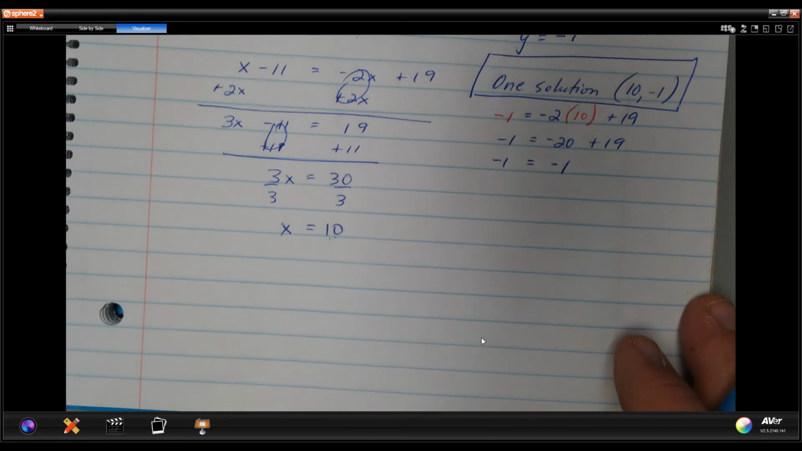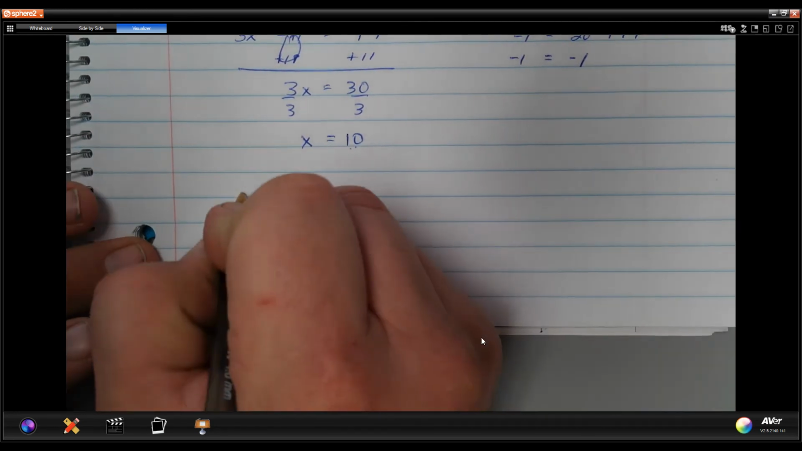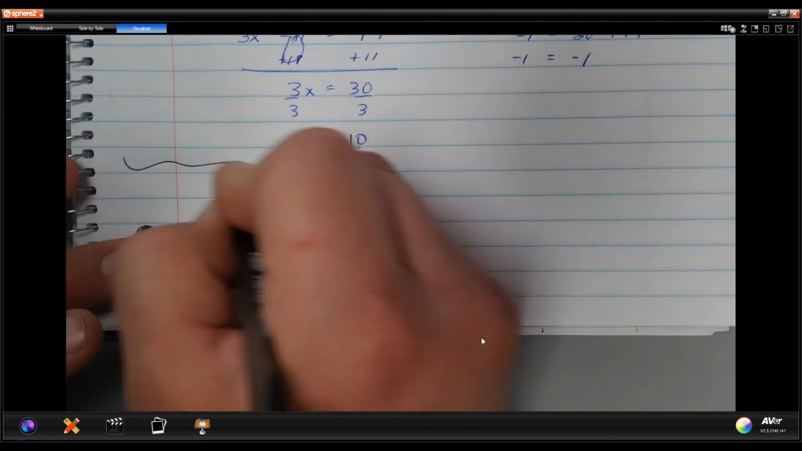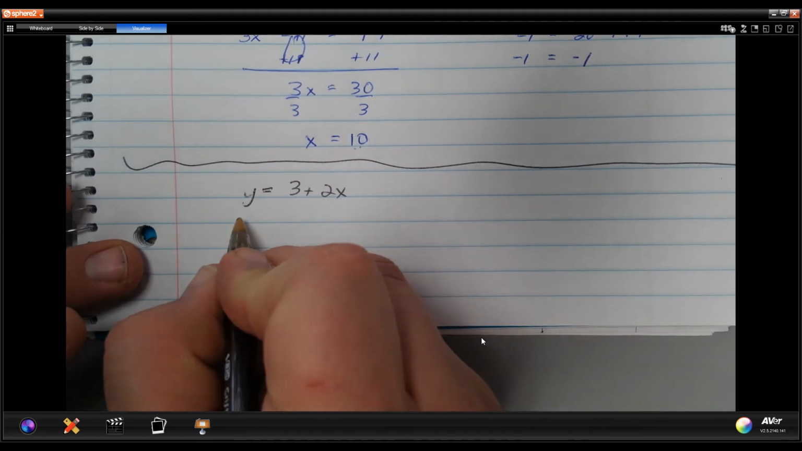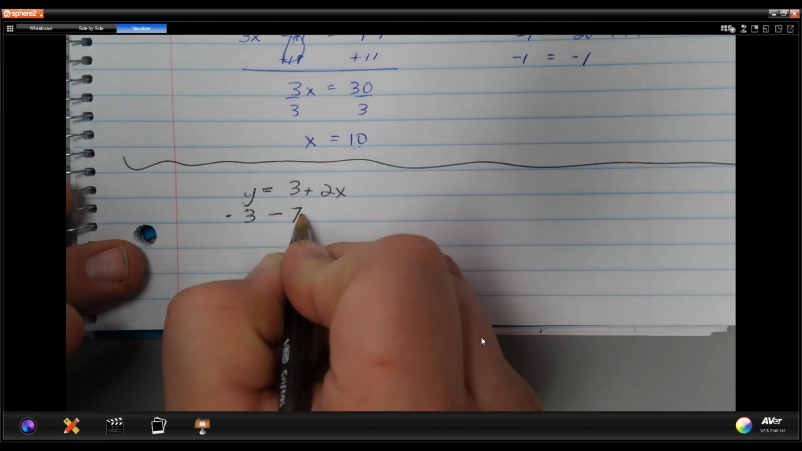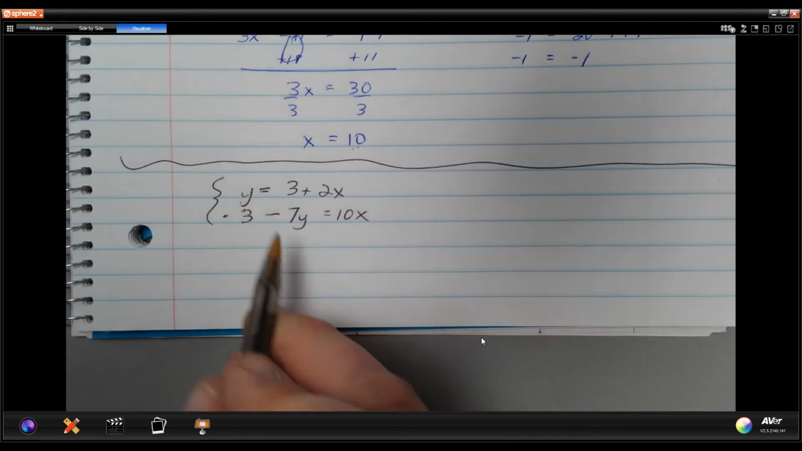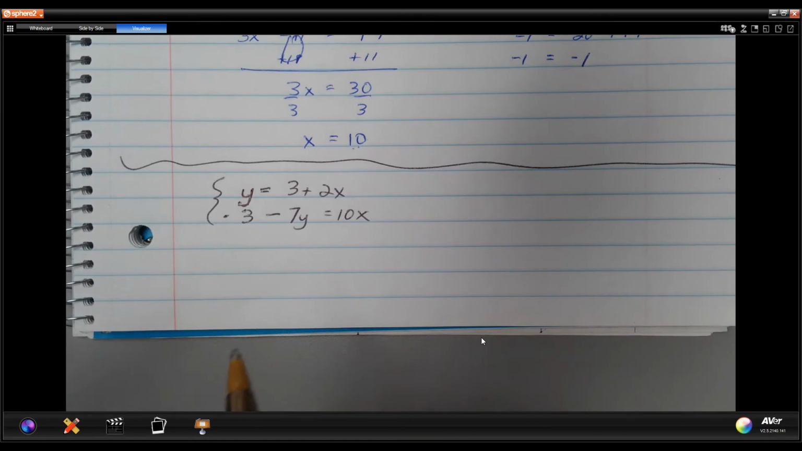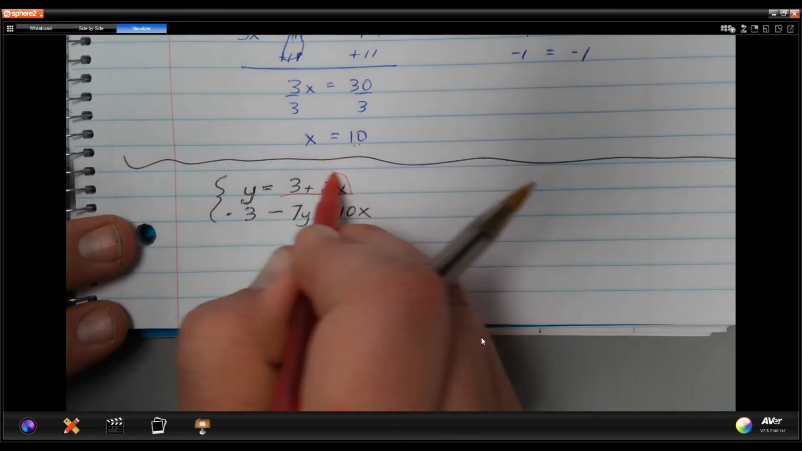A second example would be y equals 3 plus 2x. And the second equation is negative 3 minus 7y is equal to 10x. Now notice that we don't have y equals and y equals like we did on the previous example, but the work of substitution is still the same.